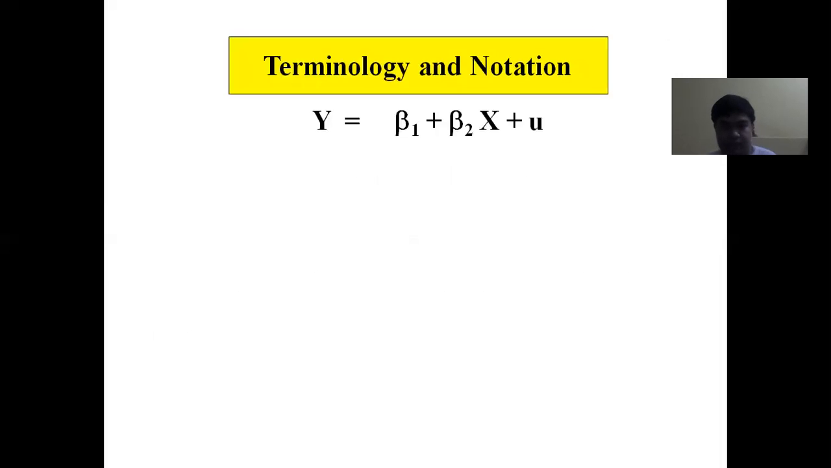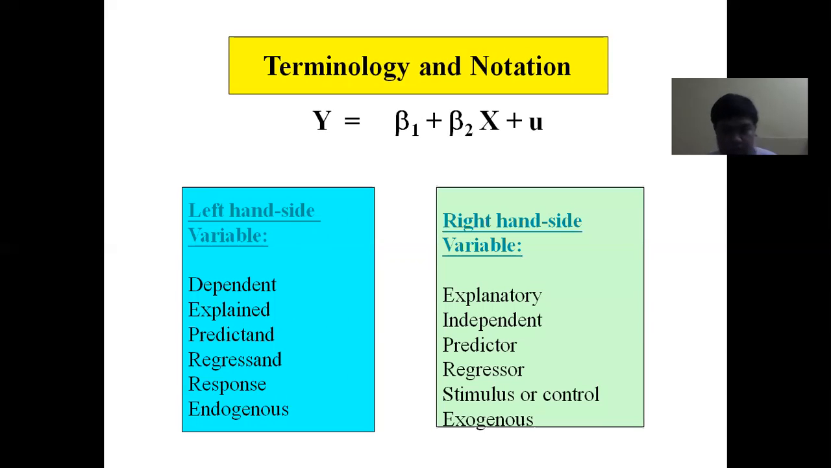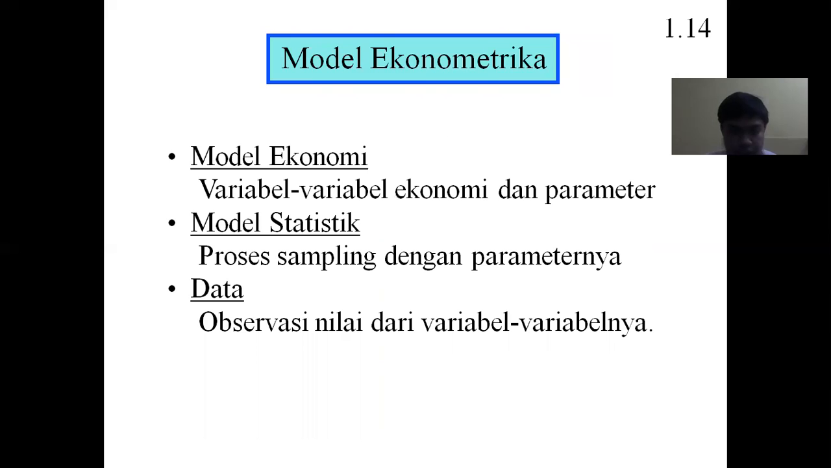So yeah, this is the econometrics equations, or actually the mathematics. Other names for the y variable are dependent, explained, predictand, regressand, response, and endogenous. The independent variable has many names too, like explanatory, predictor, regressor, stimulus, or exogenous. And these are the models.